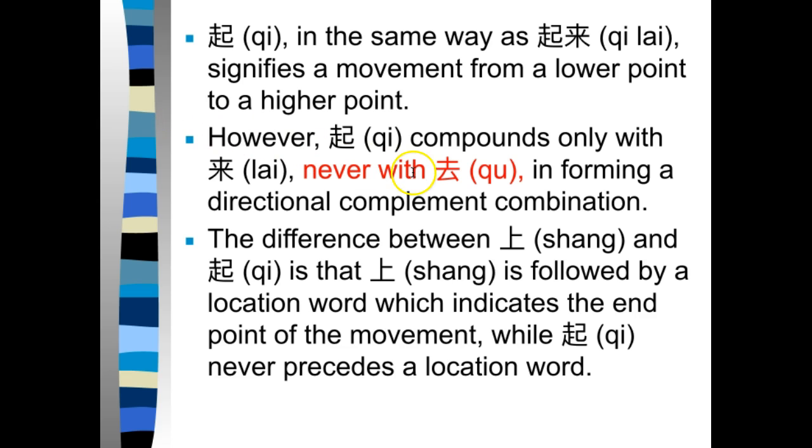Qi is never used without lai. This is just something that you have to remember. Qi is always used with lai. Qi lai meaning to go from a lower point to a higher point. In fact, that's the compound direction complement that we're learning in this lesson. 想起来, to think up something, or 想不起来, you can't think up something.